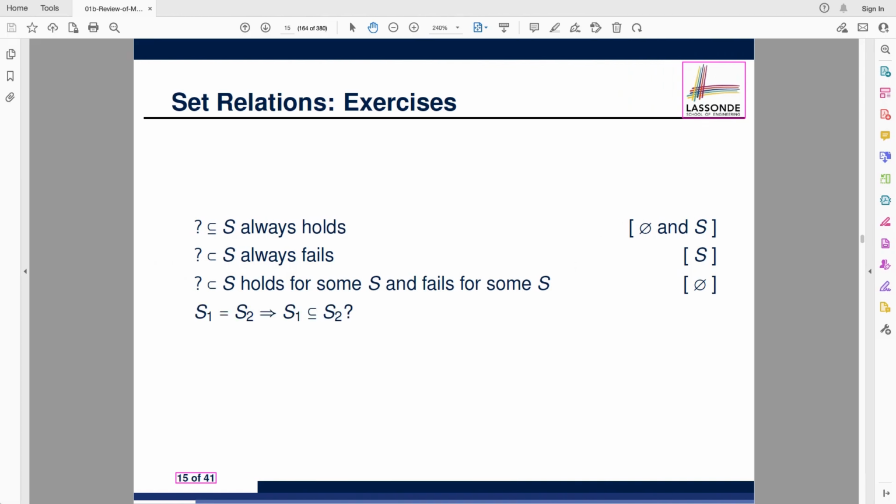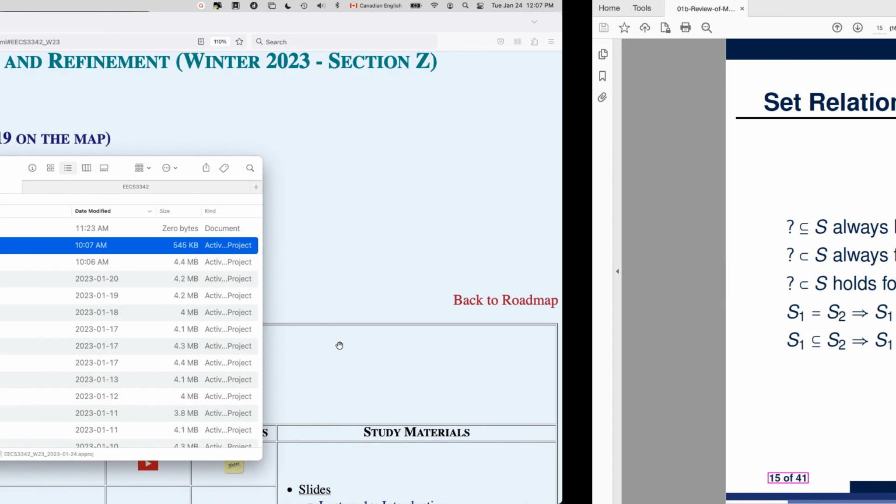Okay, and then this one here, you guys can think about it. If I say S1 equals S2, does it imply S1 is a subset of S2? That one for sure, right? But the other way around is not the case. Why is that? If I say S1 is a subset of S2, it does not necessarily entail S1 is S2. Yes? Because S1 could be a proper subset of S2. Exactly. You're getting it. Very good.